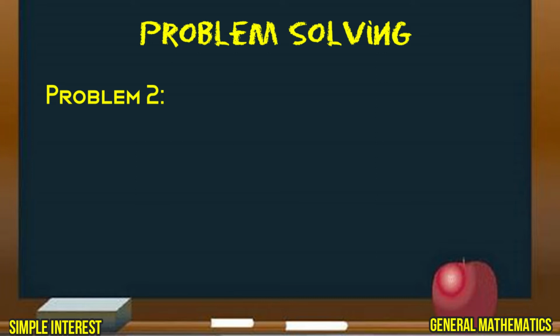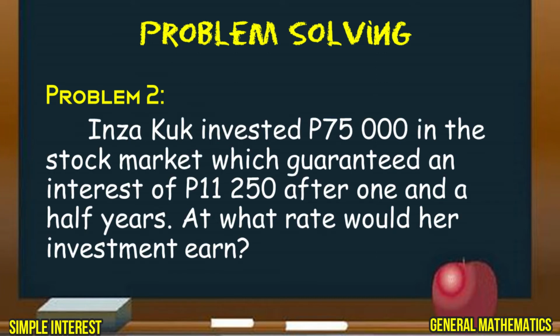Let's proceed to problem number 2. Inza Cook invested 75,000 in the stock market, which guaranteed an interest of 11,250 pesos after 1.5 years. At what rate would her investment earn? Again, identify the given. We have invested 75,000 pesos, an interest of 11,250 pesos, 1.5 years. In this problem, we are looking for the rate of interest. Here are the given.